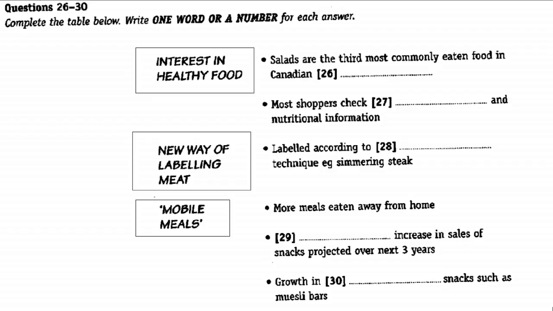Well, what's really interesting is what the article called mobile meals. In other words, more and more Canadians are eating meals away from home, but not just eating more junk food.